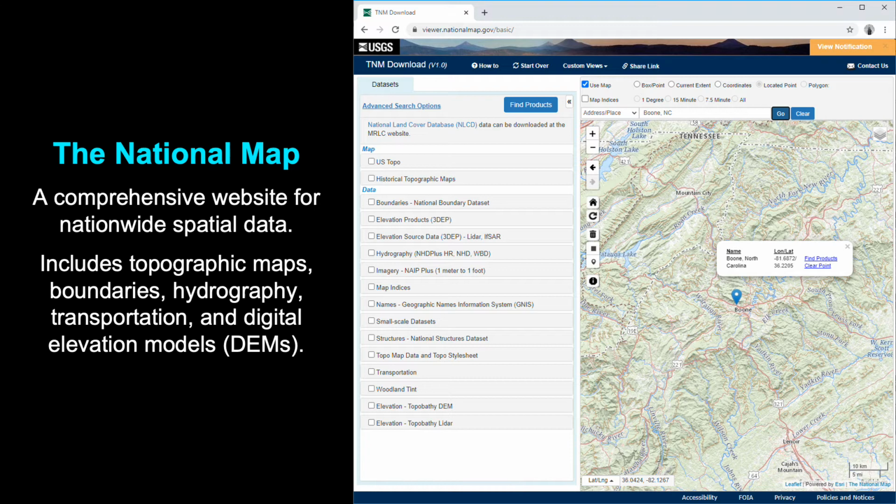Today we will download a topographic map from the National Map, a site run by the United States Geological Survey. The National Map is a comprehensive website for downloading nationwide spatial data. The data sets available from the National Map include topographic maps, boundaries, hydrography, transportation, and digital elevation models, or DEMs. The National Map is a good place to start when looking for project data.